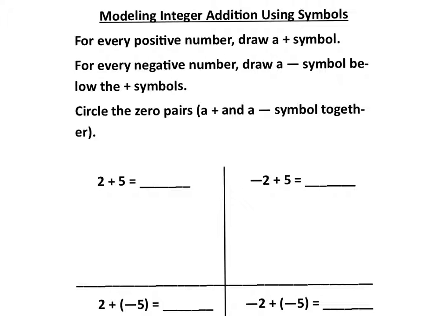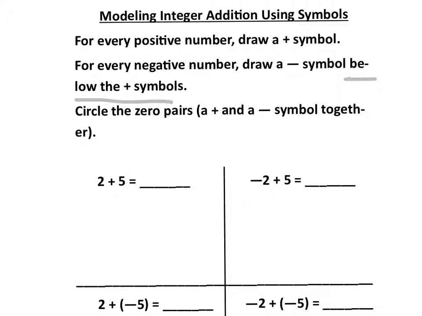So the first one we're going to look at is using symbols. Just to remind you, every time we see a positive number, we draw a plus symbol, and every time we see a negative number, we draw a minus symbol. The important thing to note is that the minus symbol needs to be below the plus symbols. And we'll see why in a minute.